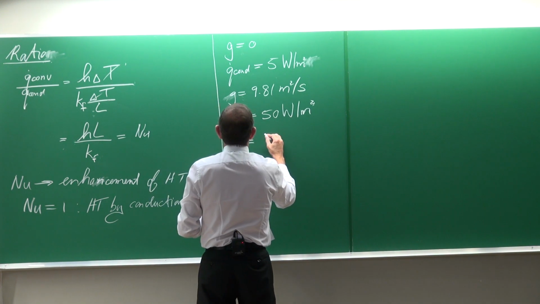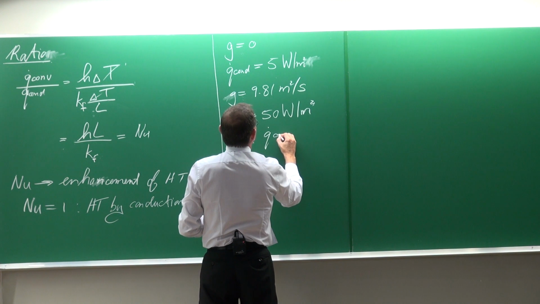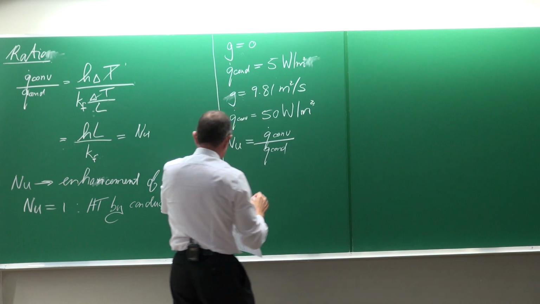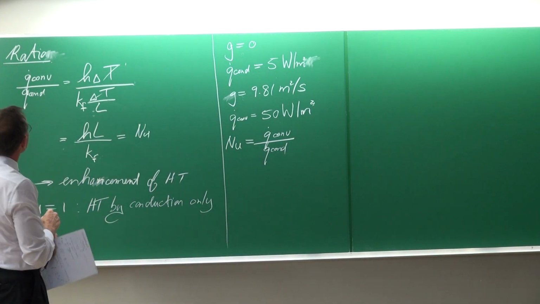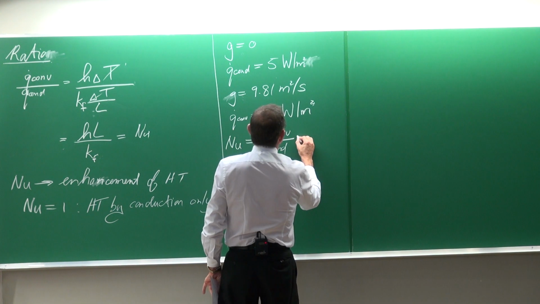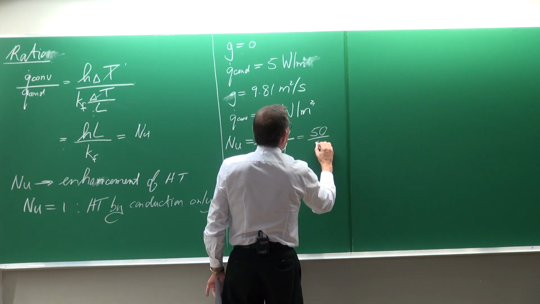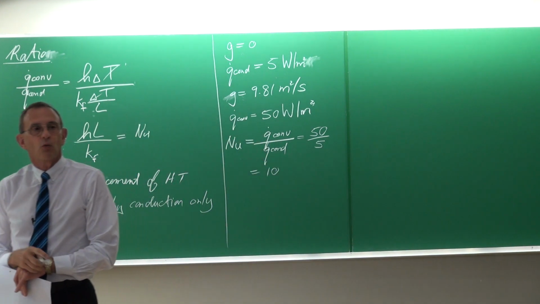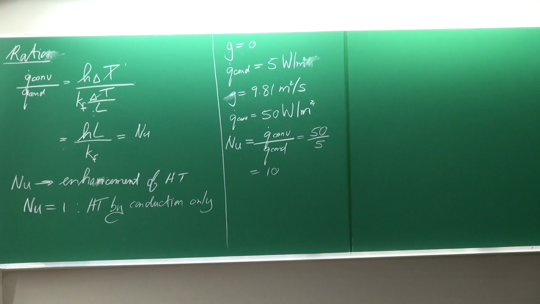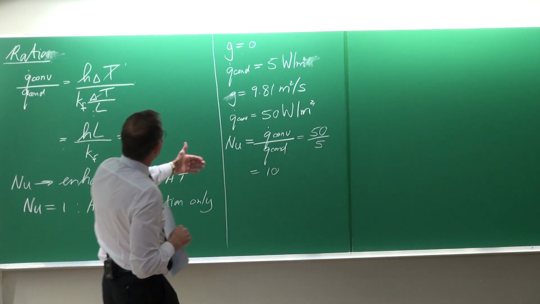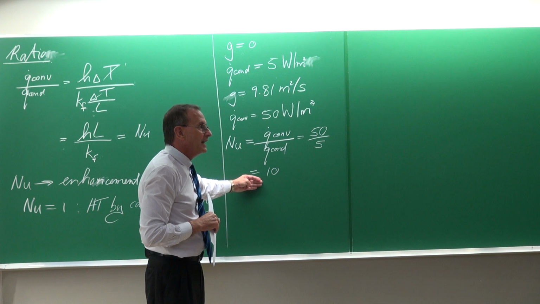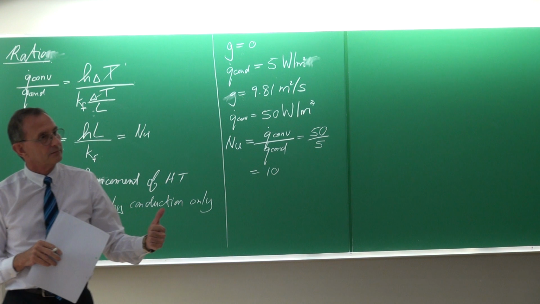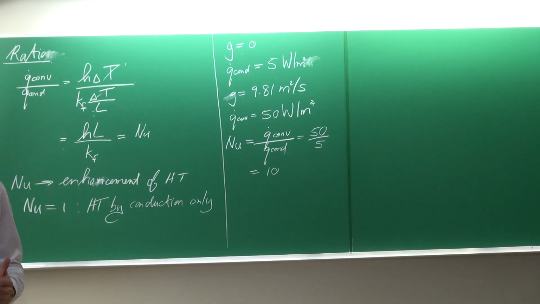is then equal to the ratio of the convection heat transfer divided by the conduction heat transfer. And that would be equal to 50 divided by 5. That would be a Nusselt number of 10. What does it mean? Physically, it means that if your Nusselt number is equal to 10, your enhancement in heat transfer is 10 times more than conduction. Okay?